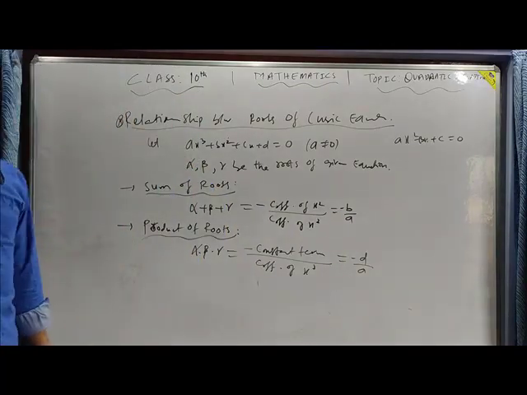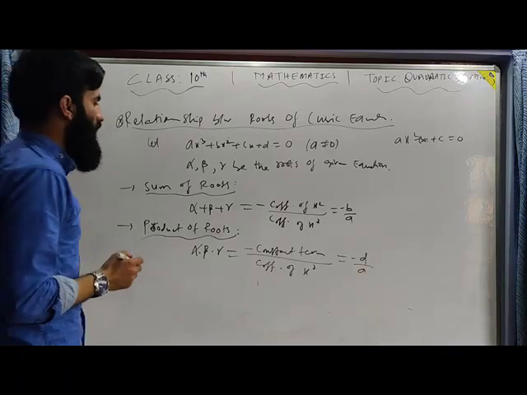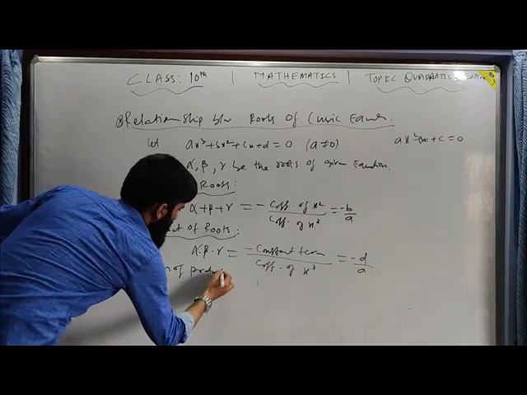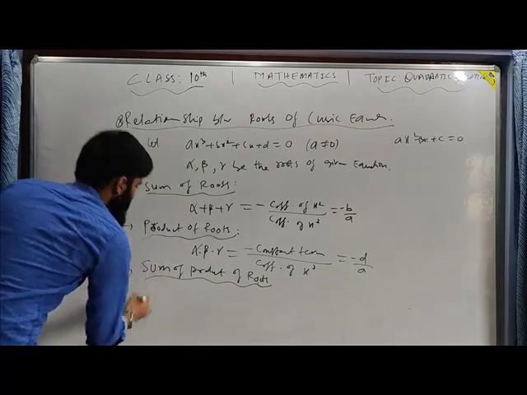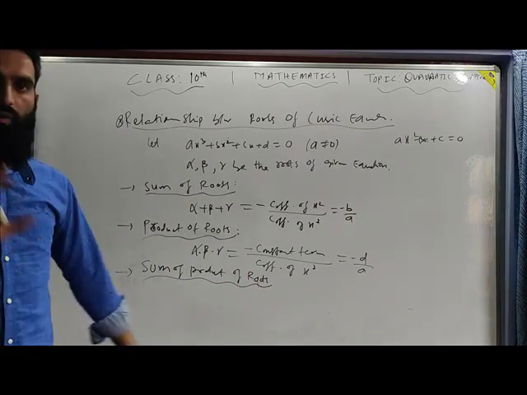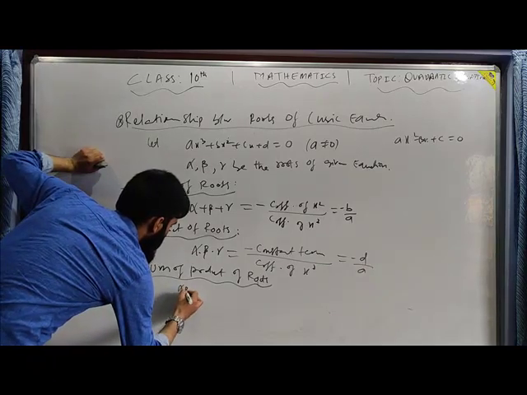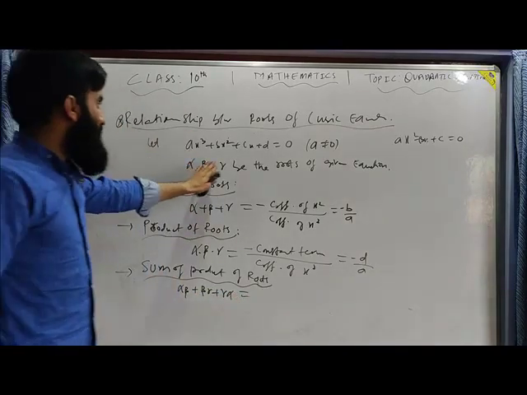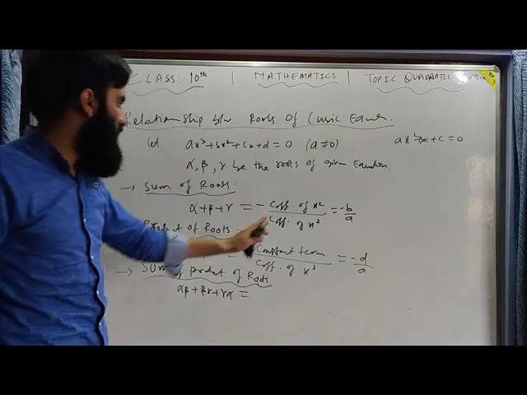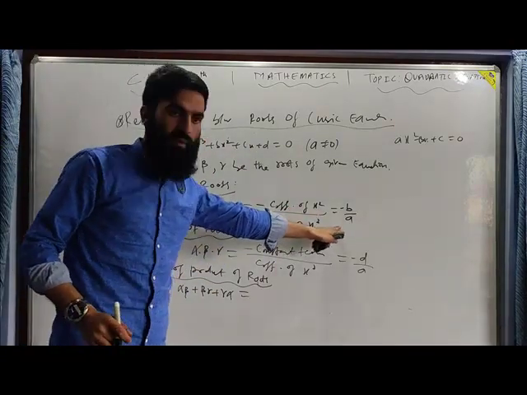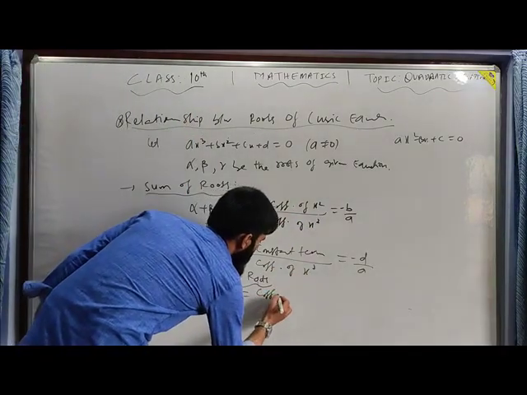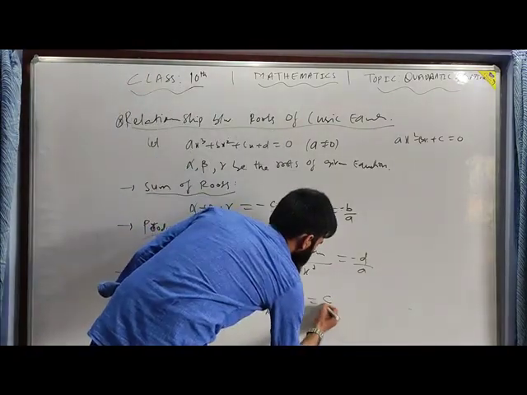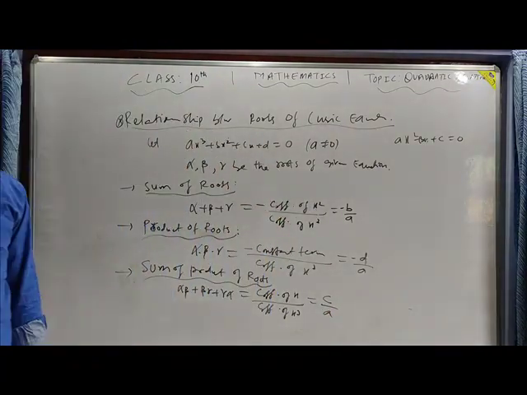Here we have to add one more term, that is the sum of product of roots. How can you find that? It is alpha beta plus beta gamma plus gamma alpha, which is equal to the coefficient of x divided by coefficient of x cube. The coefficient of x is c, and the coefficient of x cube is a. That means c by a is the sum of product of roots.